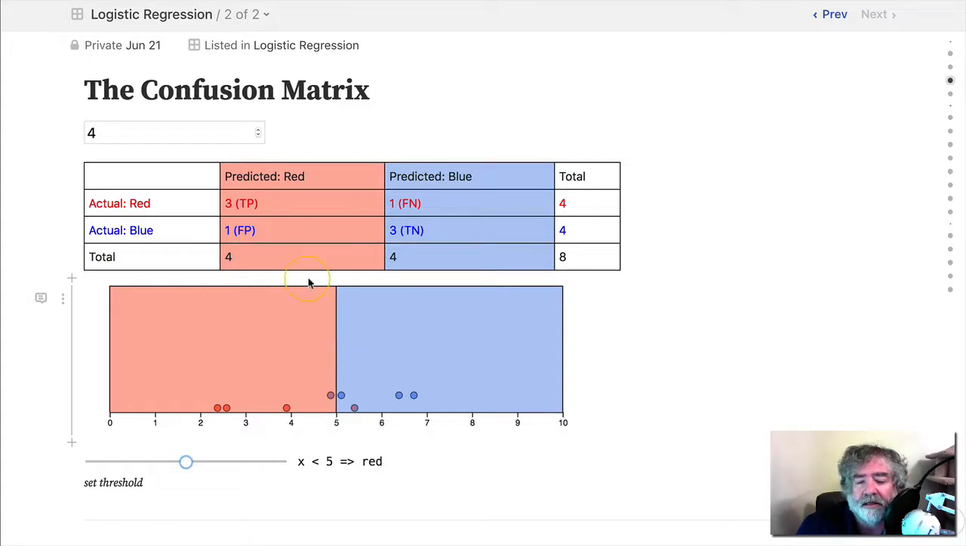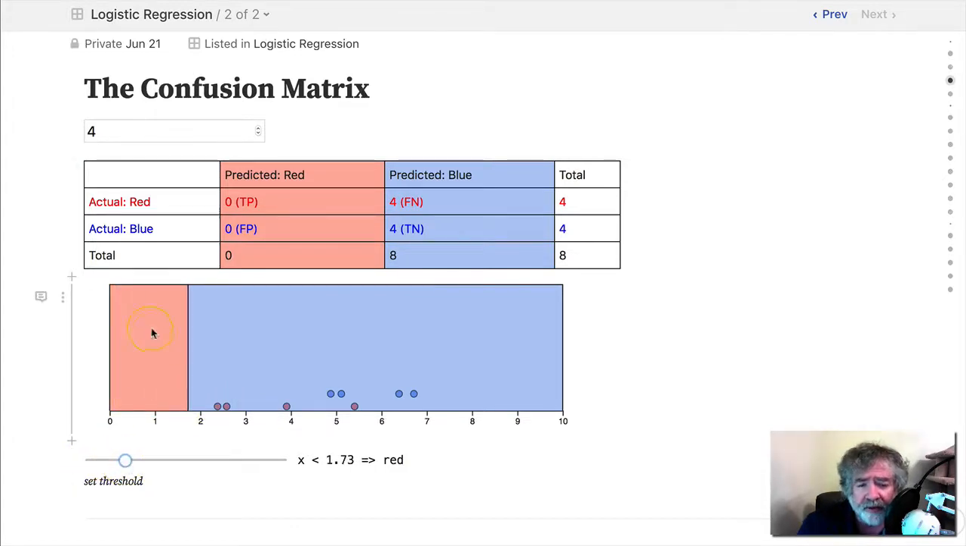So the confusion matrix just lays all that out for you. So we can see this as we move the threshold from left to right. So right here, there are no positive classifications whatsoever. So that's why we have a 0 right here. No positives. Everything was negative. That's why we have an 8 right here.